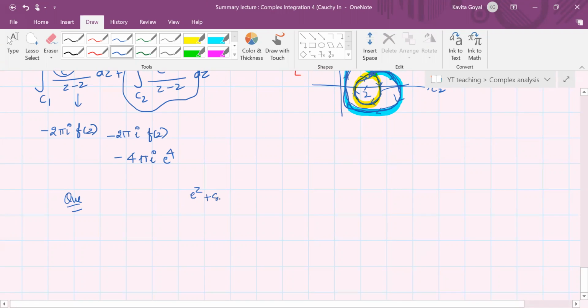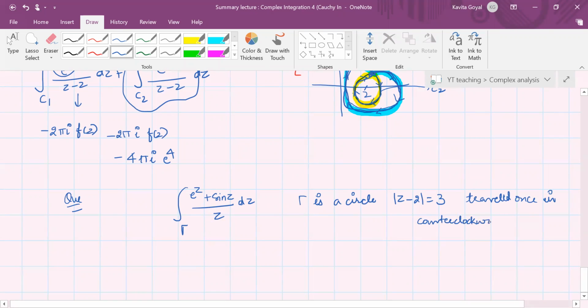The integral of (e^z + sin z) upon z dz along tau, where tau is a circle, mod z minus 2 equals 3, traveled once in counterclockwise direction. So you have to just see, this is z minus 0, so is 0 inside this or not? Yes, ma'am, it is inside.